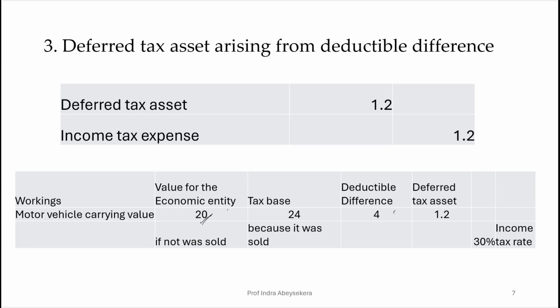Applying the tax rate, the deferred tax asset becomes $1,200. Therefore, our third journal entry is to debit deferred tax asset $1,200 and to credit income tax expense of $1,200.